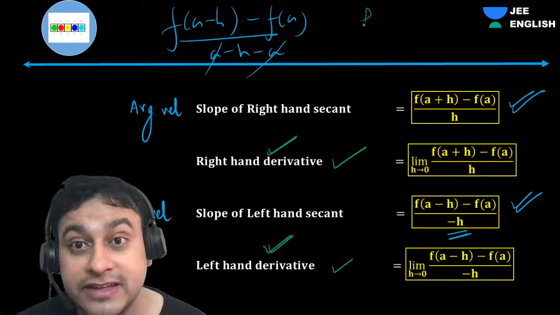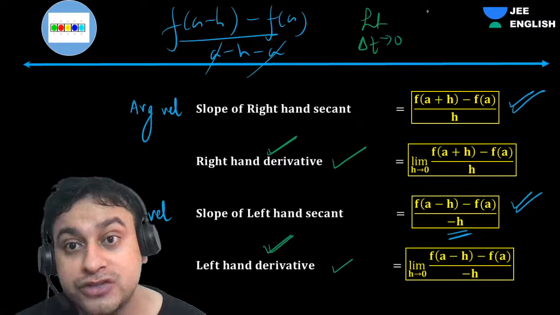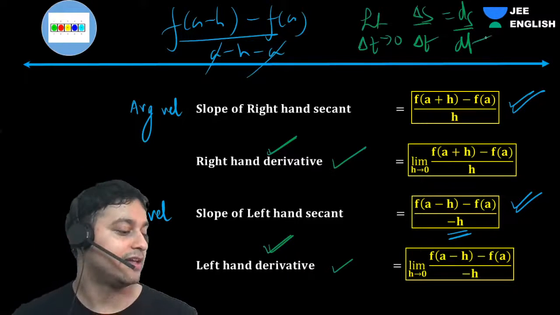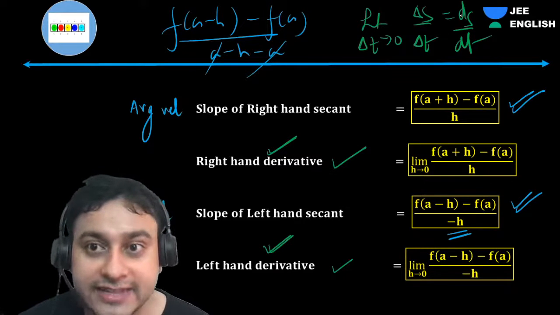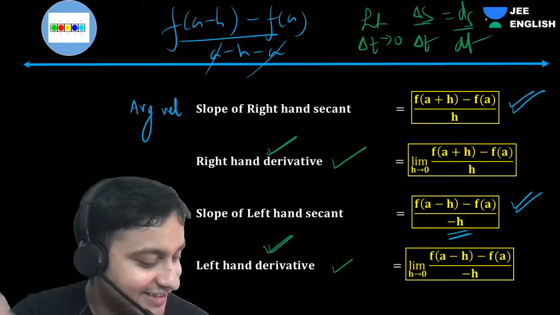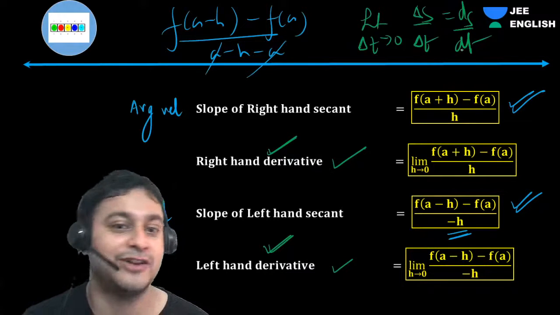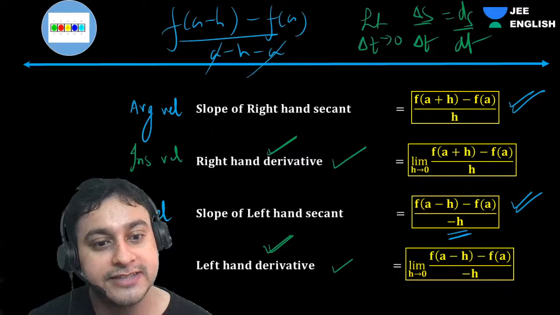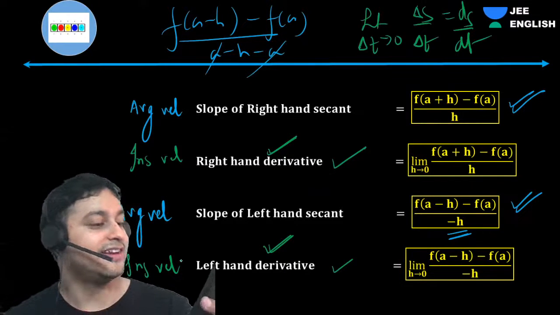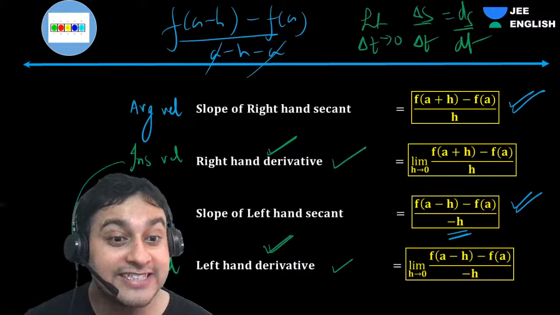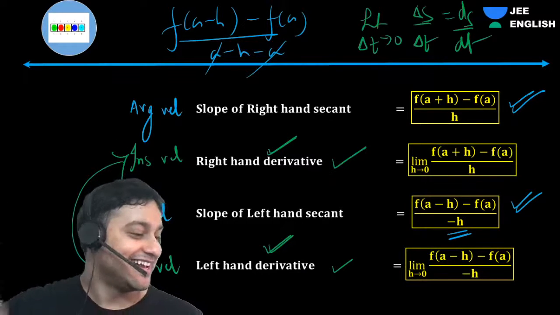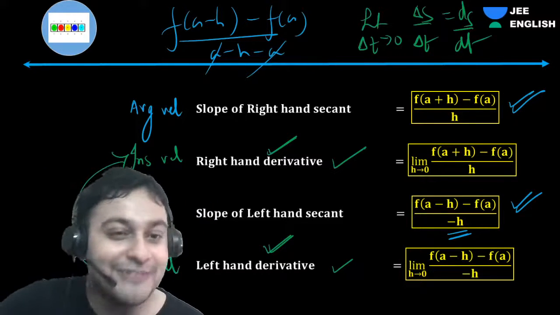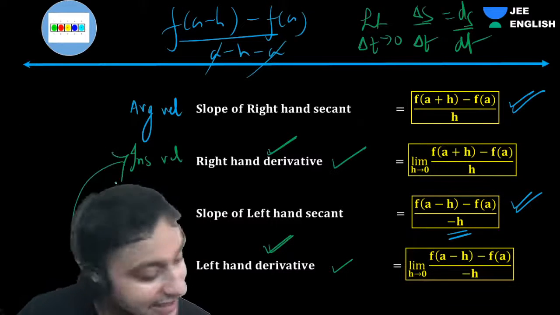And this you can relate with, guys, limit delta t tending to 0, delta s by delta t is ds by dt. Remember 11th grade physics, right? That is nothing but differentiation, ds by dt, and this gives you instantaneous velocity. So you can relate this with instantaneous velocity, and this also is nothing but instantaneous velocity, isn't it, guys? And obviously both the instantaneous velocities should be the same, then only we will say instantaneous velocity exists.